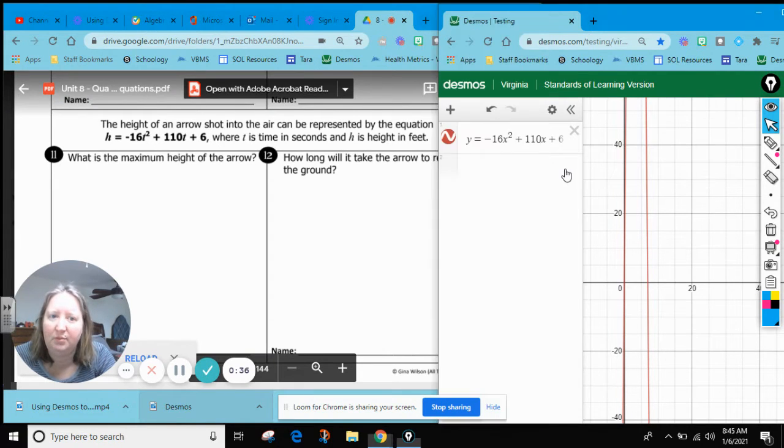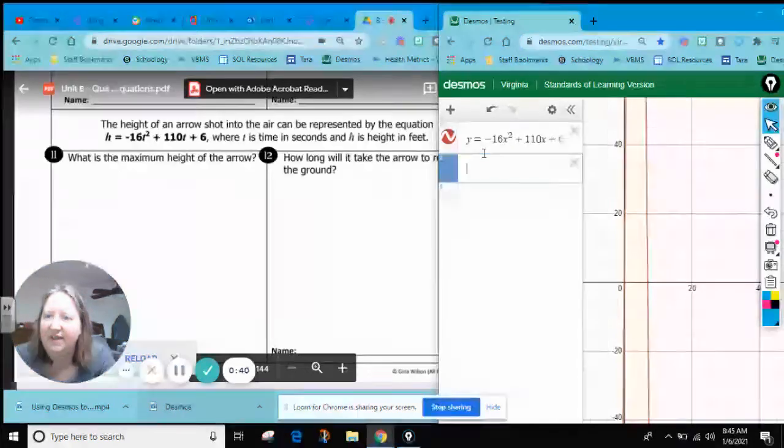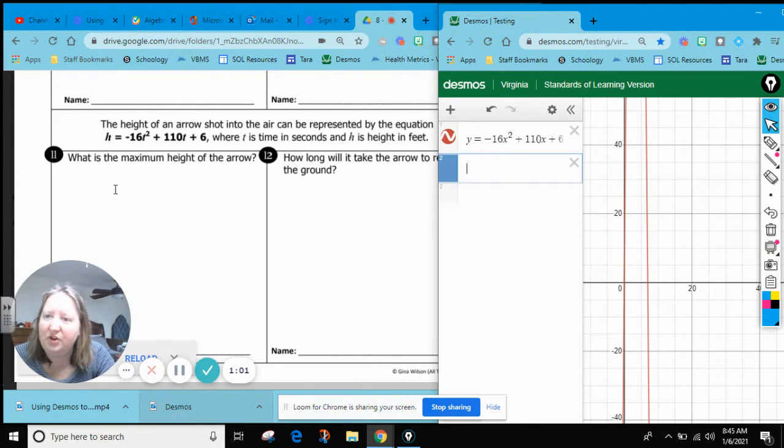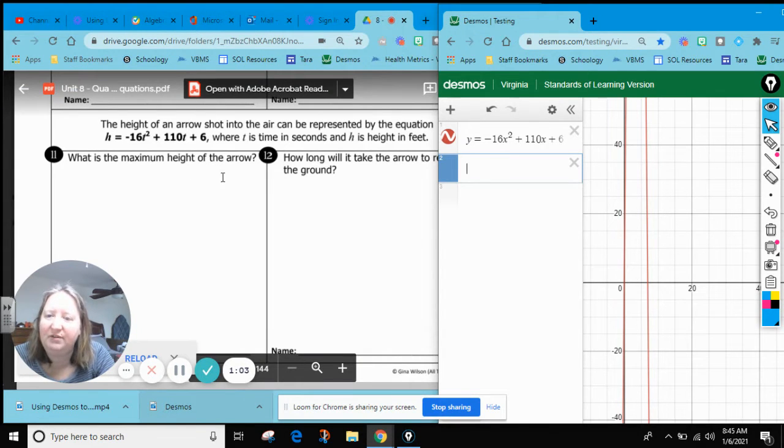What you're going to do is come over to Desmos and type that in. But instead of using the h and the t, I used x and y in here. And now the quadratic is represented, the parabola is over here on the graph. So I'm going to think logically about this and figure out what information I can get. Usually you're looking at the vertex and the zeros out of this picture here. So what is the maximum height of the arrow?